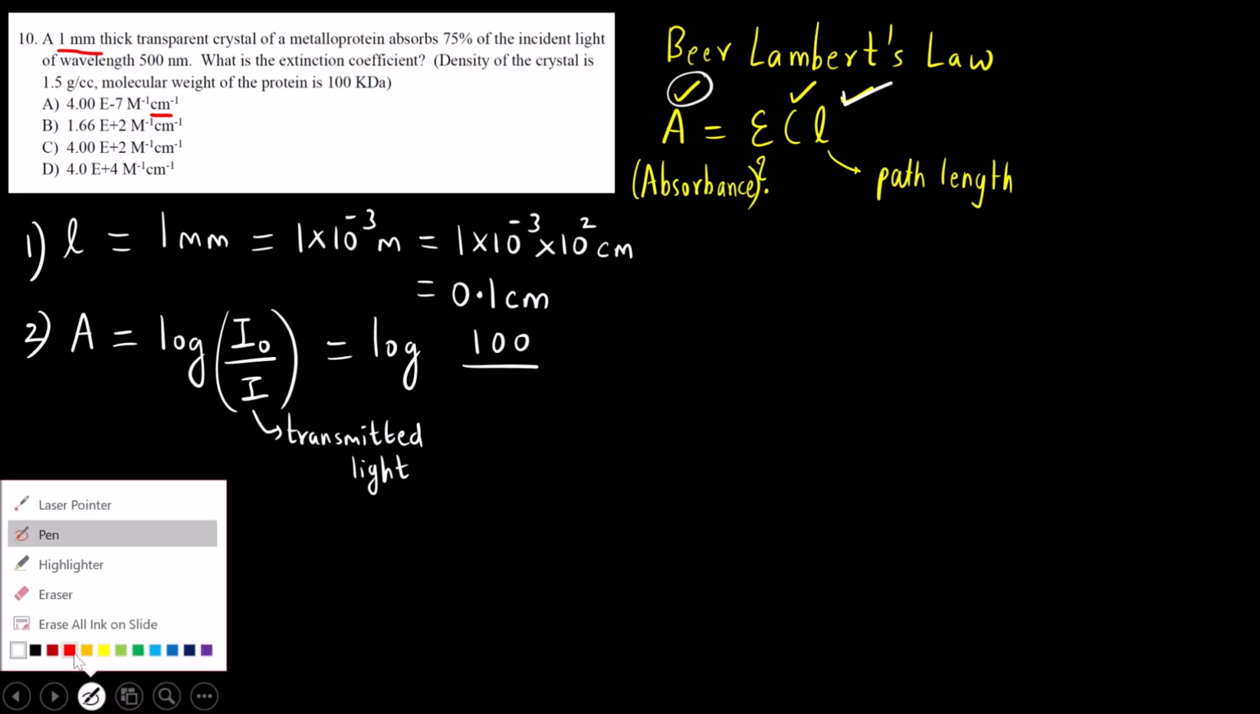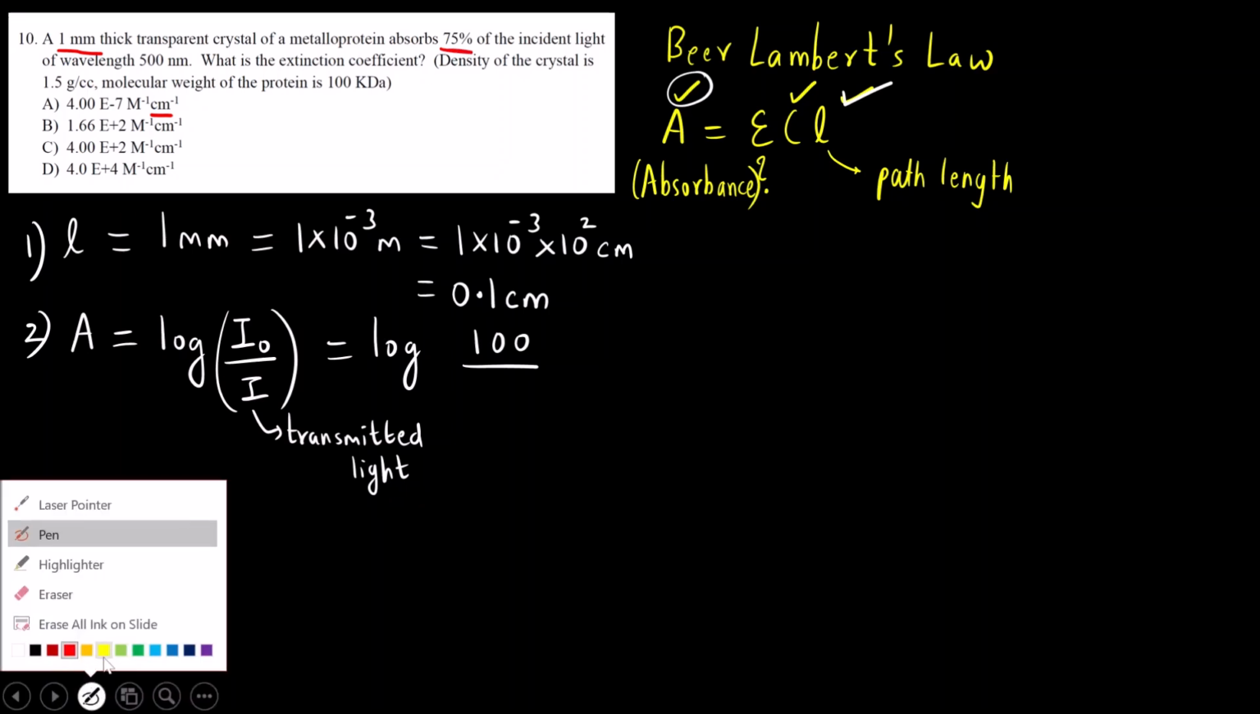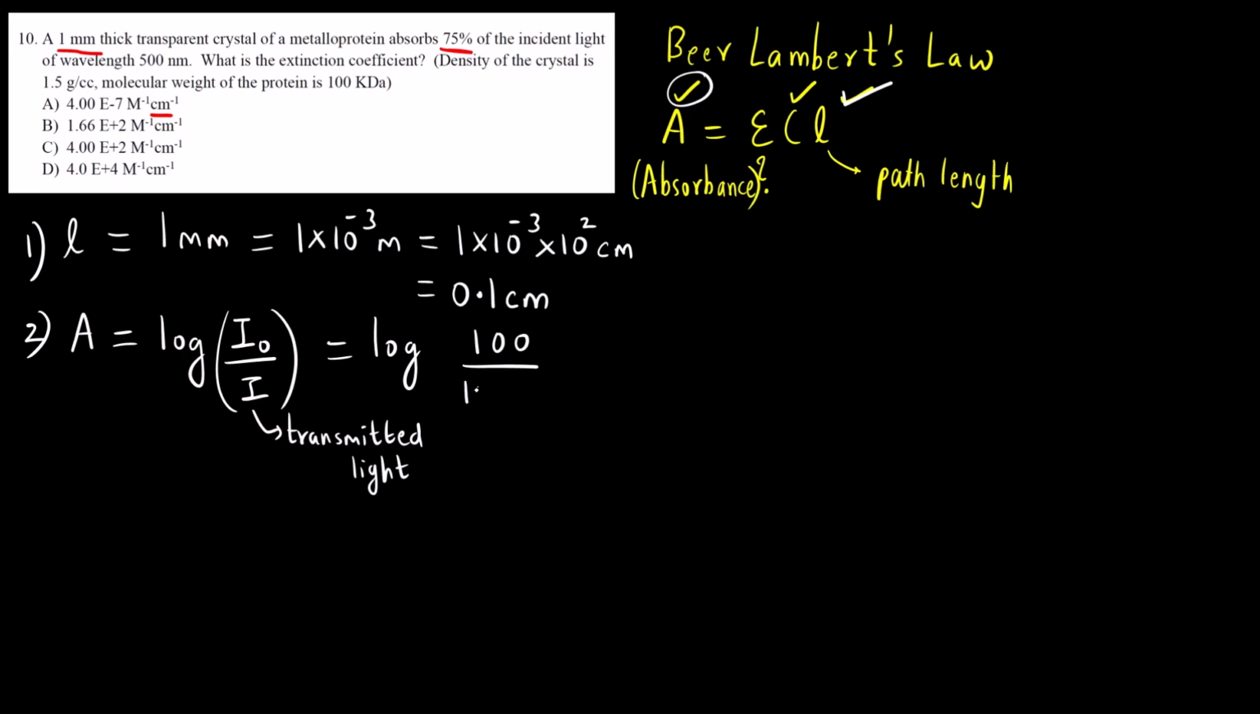The absorbed light they have given is 75%. So how much will be transmitted? 100 minus 75, that will be 25. So 100 divided by 25, that will be log 4. The log 4 value comes out to be 0.602. So now we have got the absorbance value as well.